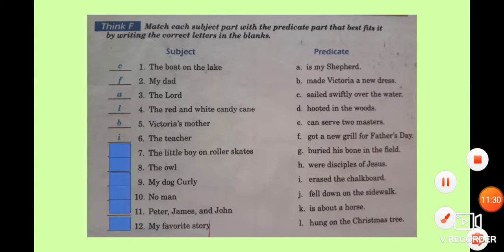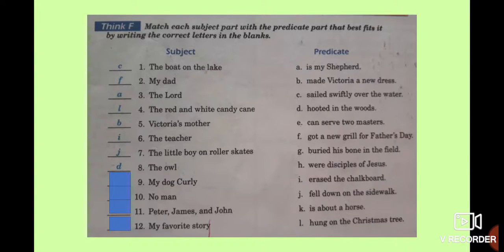Number seven, the little boy on roller skates, in this case, okay. What is the correct option? Letter J, fell down on the sidewalk. Yes. Number eight, the owl, in this case is the option D, okay, hooted in the woods.